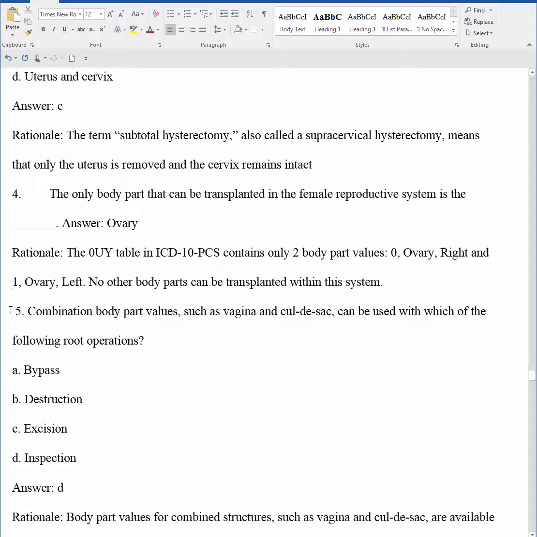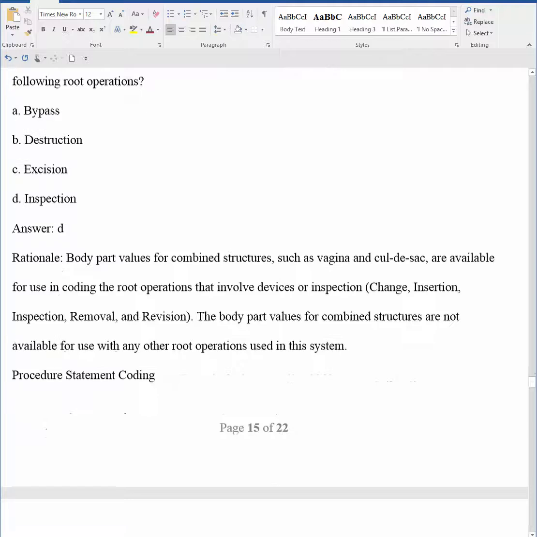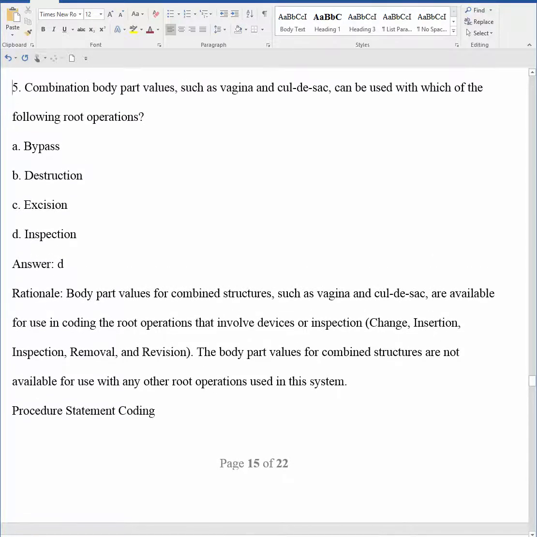Number 5, combination body part values such as vagina and cul-de-sac can be used with which of the following root operations? You have 4 options: bypass, destruction, excision, and inspection. The answer is D, inspection. Body part values for combined structures such as vagina and cul-de-sac are available for use, including the root operations that involve devices or inspection. Body part values for combined structures are not available for use with any other root operations in this system.